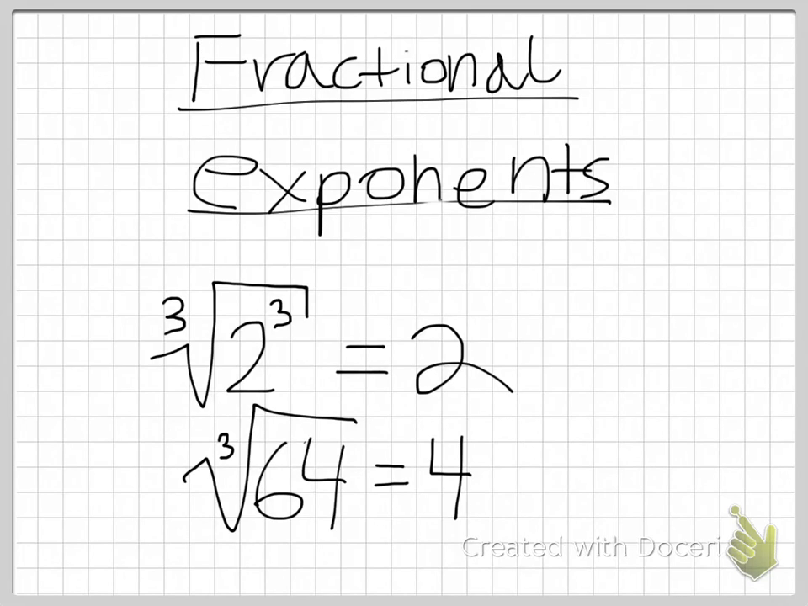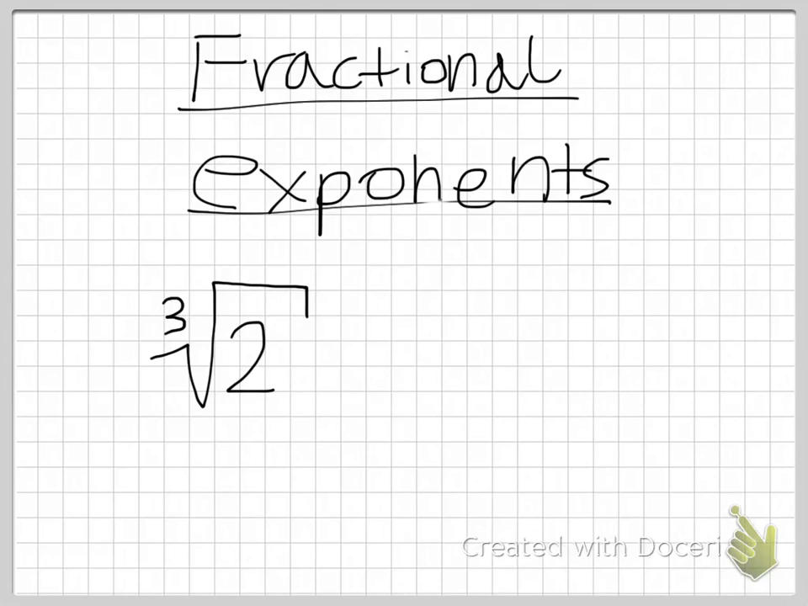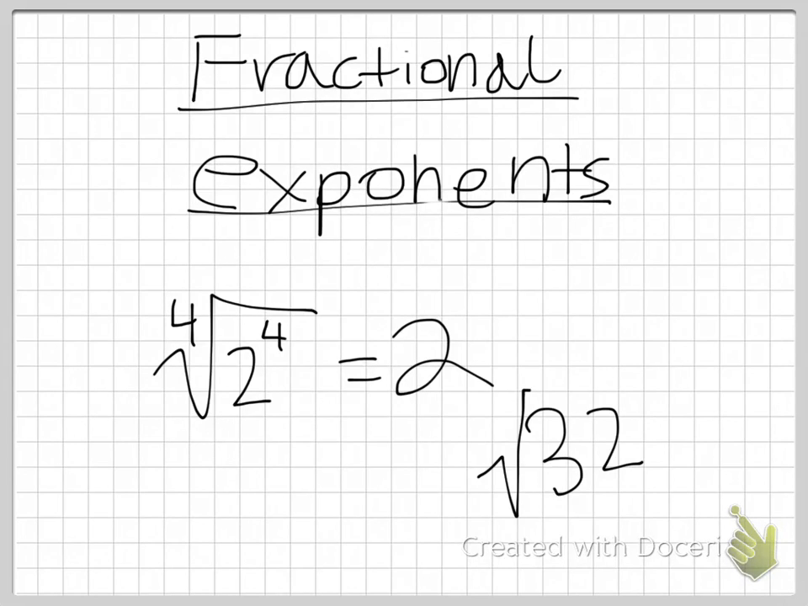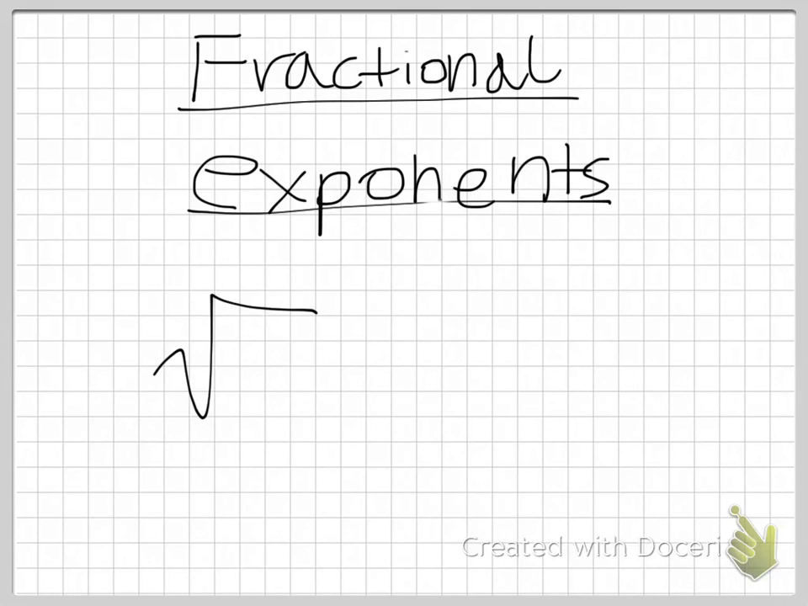And you can even have fourth roots. So the fourth root of 2 to the fourth equals 2. The fourth root of something is just what number you multiply 4 times to get that thing. And you can even have fifth roots, like the fifth root of 32 equals 2. So that's helpful for this video because fractional exponents involve radicals and cube roots.